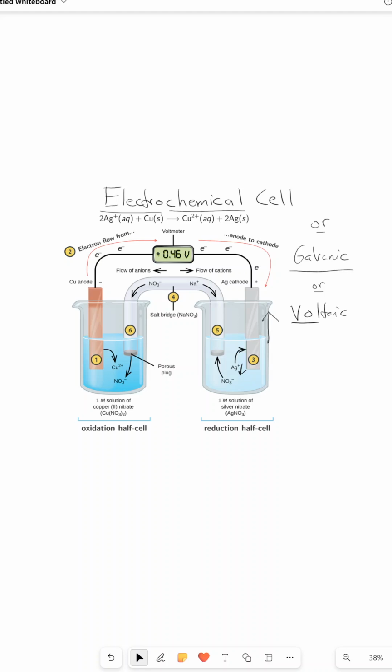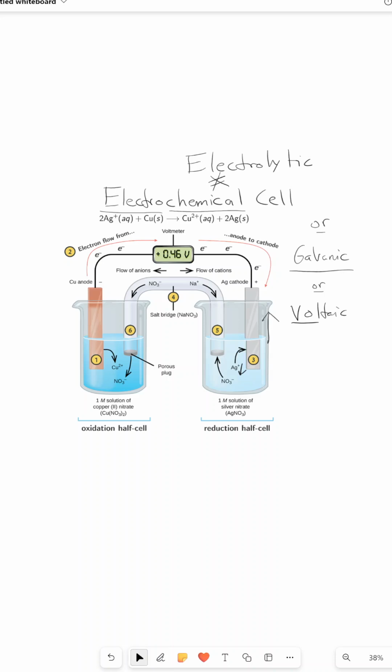Today, the topic is electrochemical cells. So what is an electrochemical cell, or galvanic cell, or voltaic cell? Let's talk about it real quick. When you see the word electrochemical, that means that we are producing electricity from a chemical reaction. Please do not confuse this with an electrolytic cell. I will be making a video of this very soon, but these two are not the same thing.